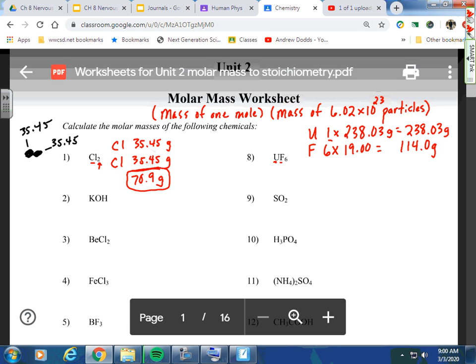All right, so now I've got the total uranium and total fluorine in this molecule. I'm just going to add them together. What was it, Angel? 352.03 grams. That is the mass of 1 mole of UF6. That is the mass of 6.02 times 10 to the 23rd molecules.